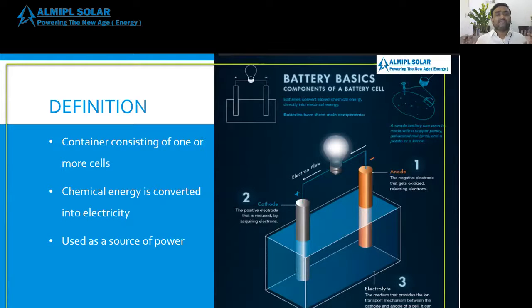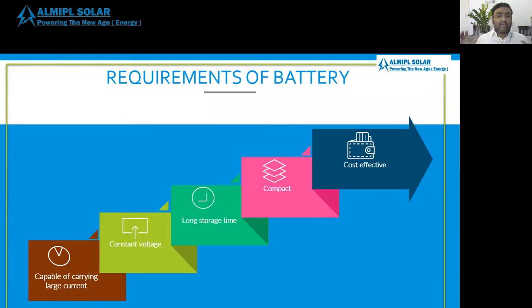Chemical energy is converted into electric energy. That is the nature of battery functioning. Chemical energy is converted into electric energy and used as a source of power. Requirements of batteries: capability of carrying large current, and constant voltage. We require a constant voltage.